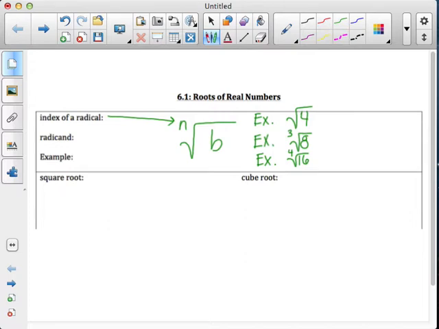The radicand. The radicand is the value under the square root. Okay? The value under the square root. So for example, here the radicand is 4 in the first example. The radicand is 8, and then the radicand is 16. And then this is just called the radical sign. So this is the radical.